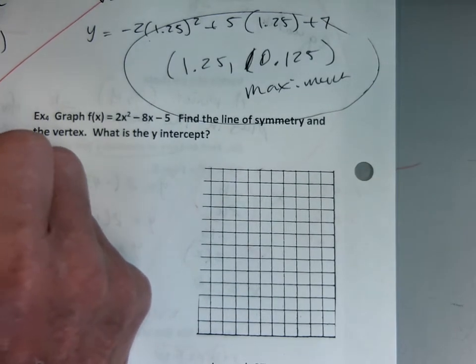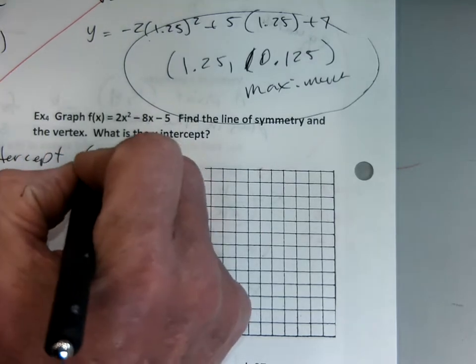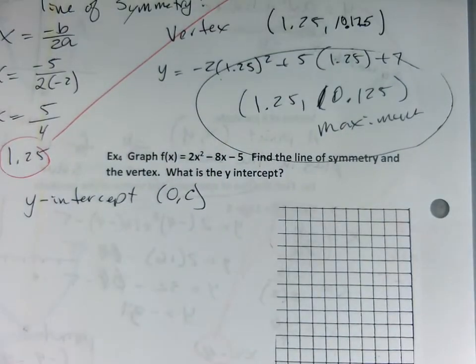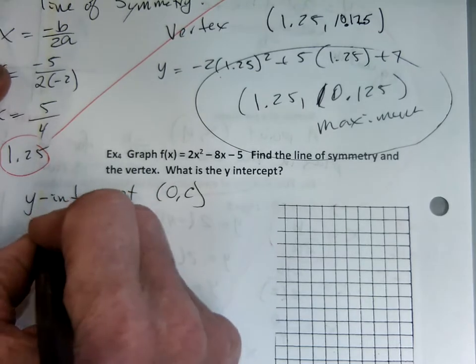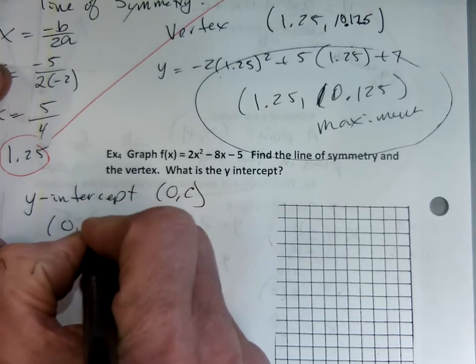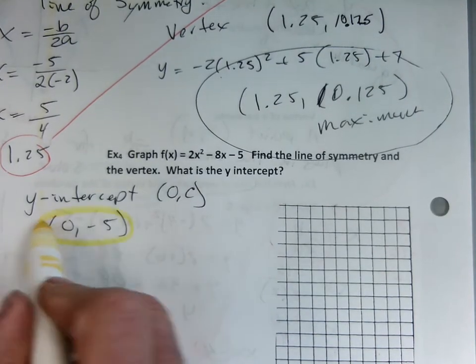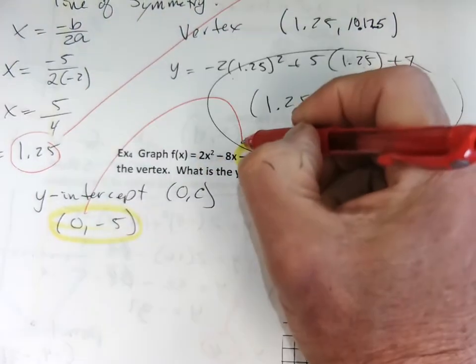My y-intercept is always at 0, comma c. Okay, that's my y-intercept. It's always 0, comma c. So I've got 1 point right off the bat. I only need 3 points. So my y-intercept in this case is going to be 0, negative 5. Okay, I know that. I'm going to circle that and highlight it because I'm going to come back to it, and that came from that number there. Okay, not too bad, right?